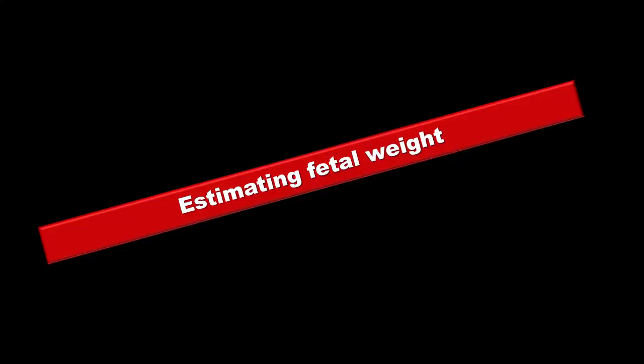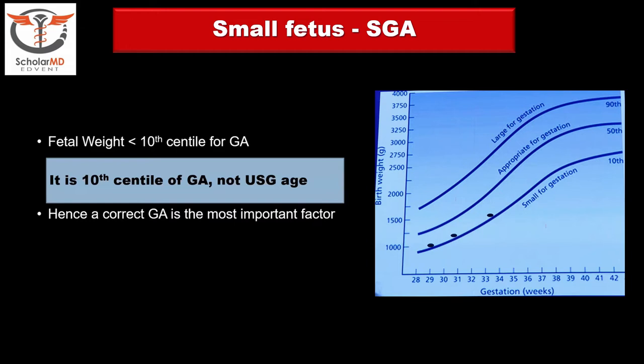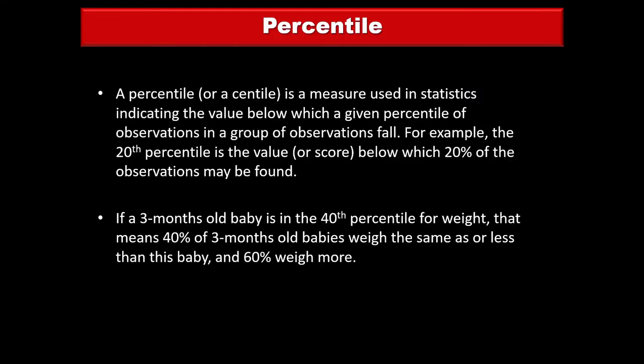That's an important message. For fetal weight, we have many published formulae, and the right formula is that which incorporates fetal head, abdomen, and femur measurements. We find the percentile and plot on growth graphs. Small fetus is the one which has a fetal weight of less than 10th centile for gestational age. And I repeat, it is 10th centile of gestational age and not ultrasound age, because ultrasound age could vary in different ultrasounds. Hence, a correct gestational age is the most important factor.